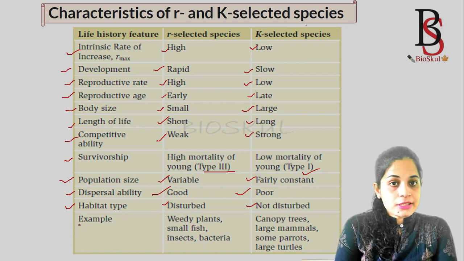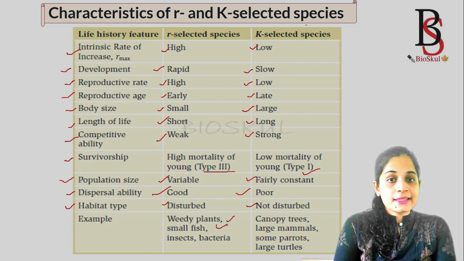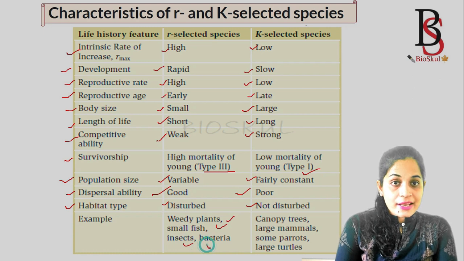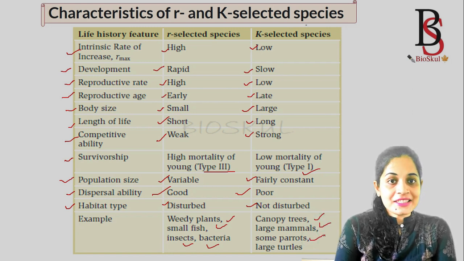So what are the examples of R selected species? Examples are weedy plants, small fishes, insects and bacteria. Whereas the examples of K selected species are canopy trees, large mammals, some parrots, and large turtles.